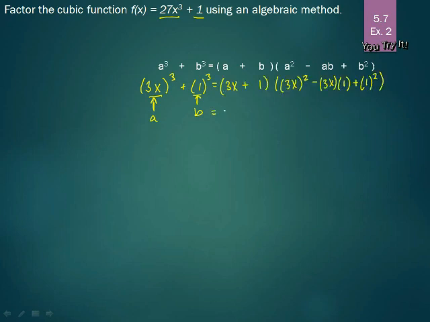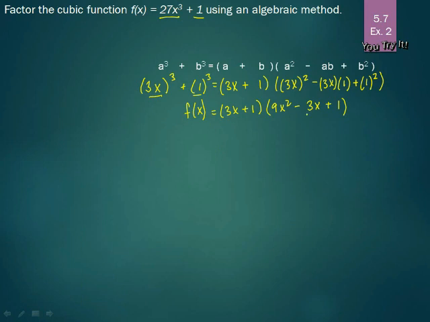So now we can simplify this a little bit. So we still have the 3x plus 1. And then instead of 3x squared, here we can put 9x squared, since 3 squared is 9, and x squared is just x squared. And then 3x times 1 is just 3x, so we can put minus 3x. And then 1 squared is just 1. So now that'll equal f of x.